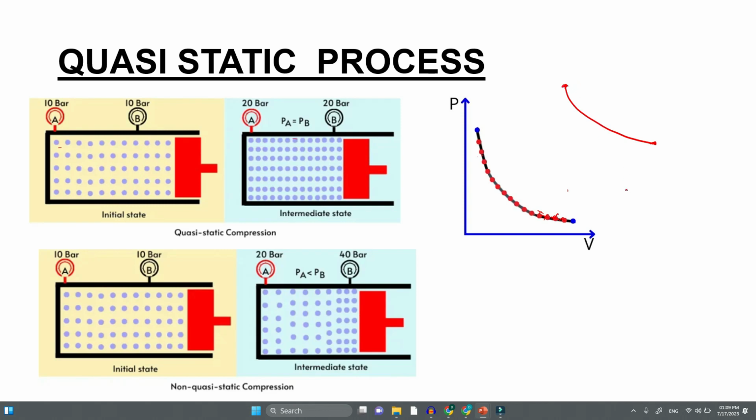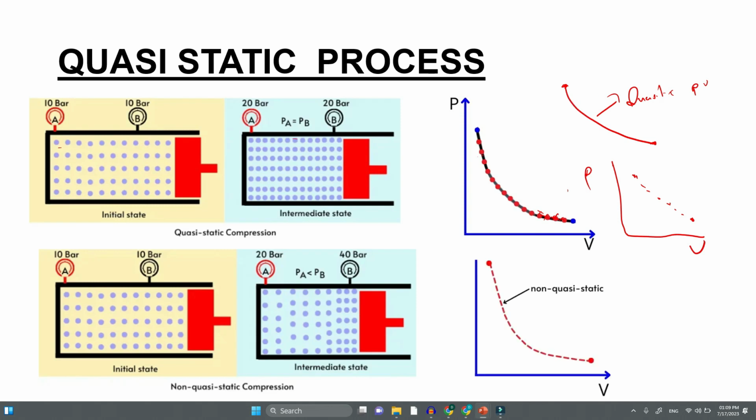Otherwise, it can be shown by a dotted line, because you don't know the intermediate states. You are not sure about the intermediate states. That's why we are using a dotted line. But if this is a quasi-static process, then there is no problem. You can surely draw this solid line, because all the intermediate states can be easily determined. Here the dotted line is for a non-quasi-static process. We are showing the dotted line because you don't know the intermediate state.